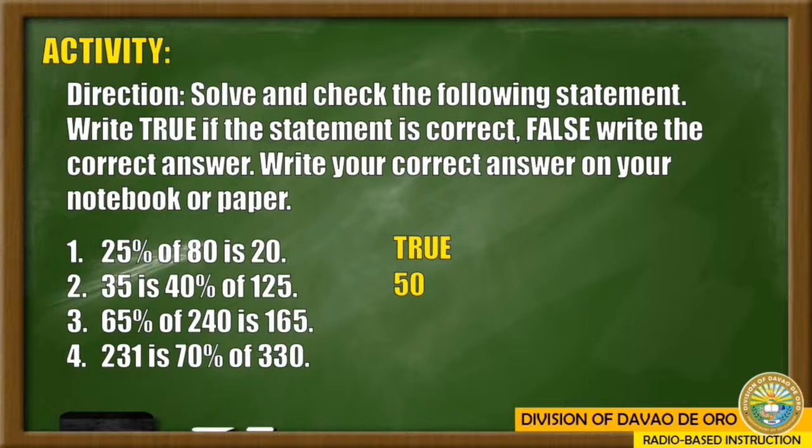True or false? Good job. False. Now what is our correct answer? Very good, 156. Number 4. 231 is 70% of 330. True or false? Very good. True. Count your scores and write your scores on the top of your notebook or paper.